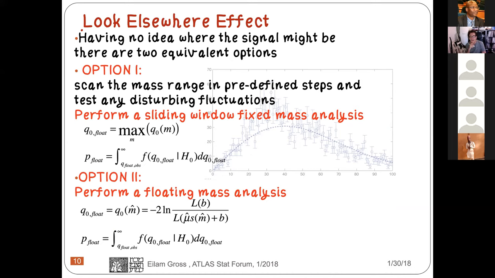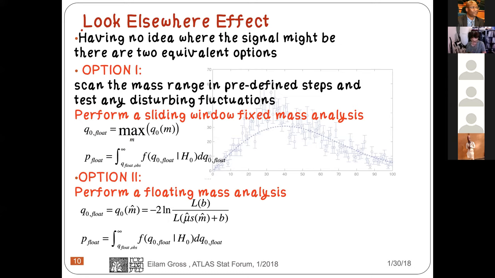Having no idea where the signal might be, there are two equivalent options to calculate this probability. One of them is to scan the mass range in predefined steps and perform sliding windows here and find where this fluctuation is the biggest one. The fluctuation is the biggest, it means that the test statistic is maximal. So find the mass where the test statistic gets its maximum. And once you have it, you calculate the p-value.